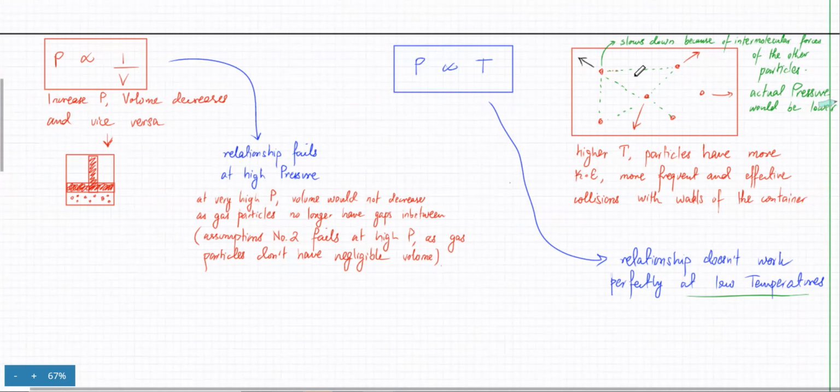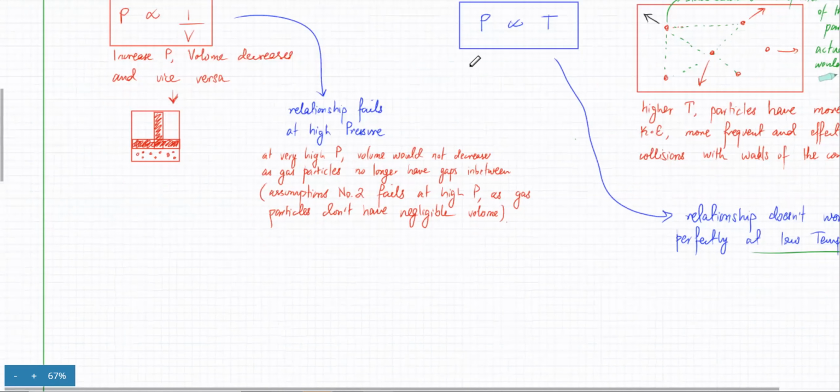But this relationship also doesn't really work if the temperature is kept too low. Then the particles would slow down because of the intermolecular forces. All the particles are attracting each other, so they're not going to move away and hit the container that strongly. So the actual pressure would be much lower than what you're getting from this relationship.